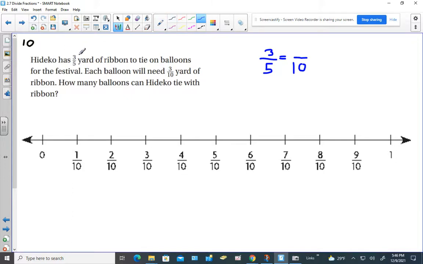Hideko has 3/5 yard of ribbon to tie on balloons for the festival. Each balloon will need 3/10 of a yard of ribbon. How many balloons can Hideko tie with ribbon?